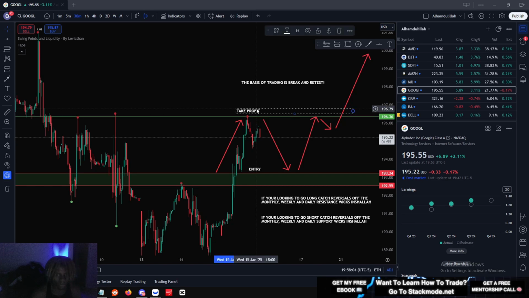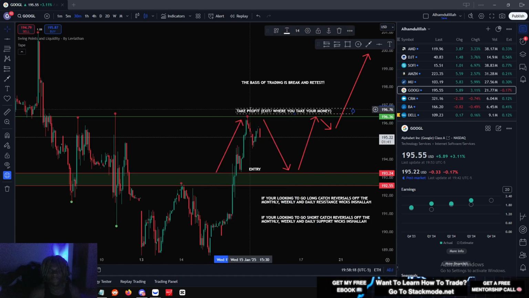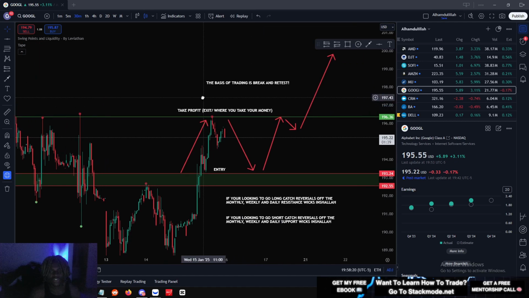Take profit is going to be your exit, where you get your money. Take your money. So that's where you exit and that's where you take your money. So the basis of trading is break and retest.